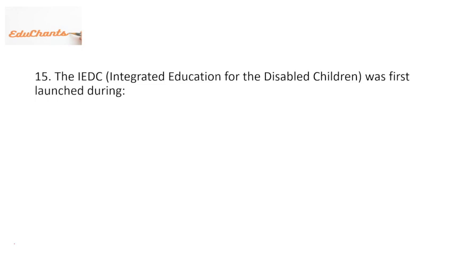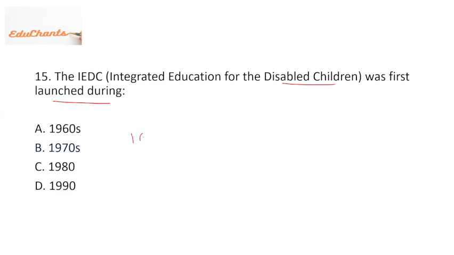Next, IEDC, that means Integrated Education for Disabled Children, first launched during which year? 1960, 70, 80, 90. Let me tell you the answer as well as the exact year. In 1974, the IEDC program was launched in India. That is why the answer is B.